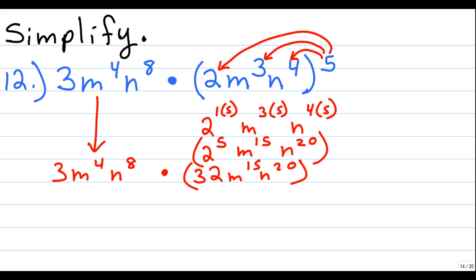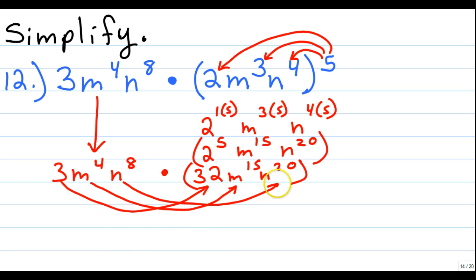Now this is showing multiplying. So what I'm going to do next is go ahead and distribute each individual part through. So I'm going to distribute this constant to this constant. I'm going to go ahead and distribute this variable m to the 4th power to this m to the 5th power, and this n to the 8th power to this n to the 20th power. So 3 times 32 is going to get me a 96.